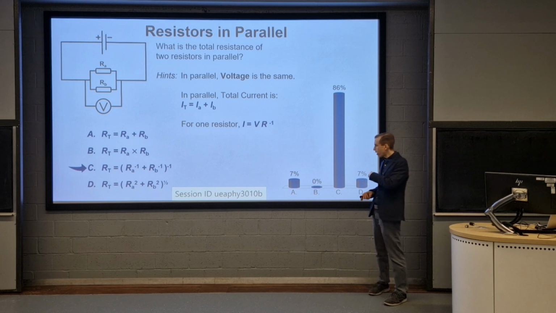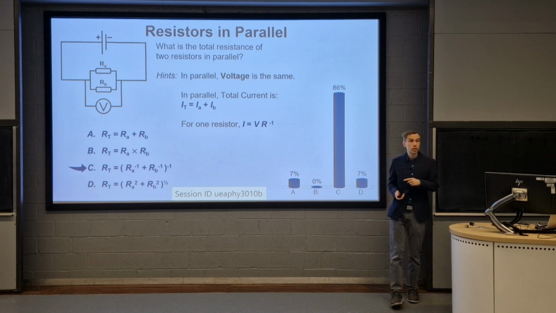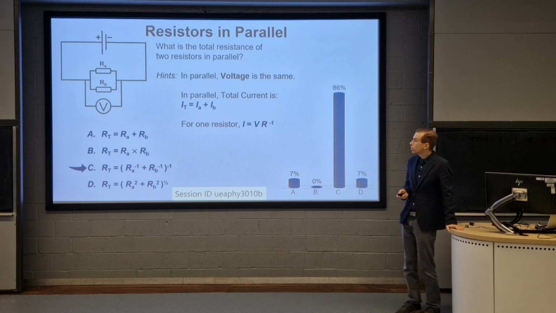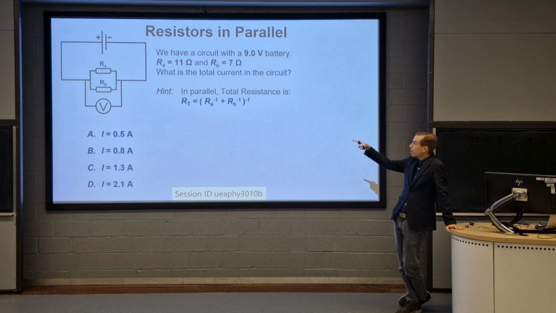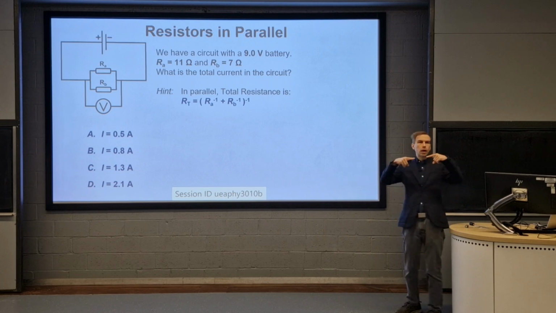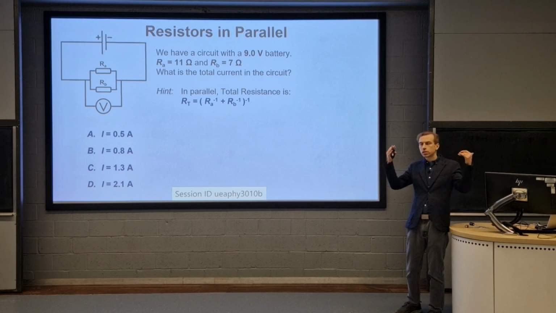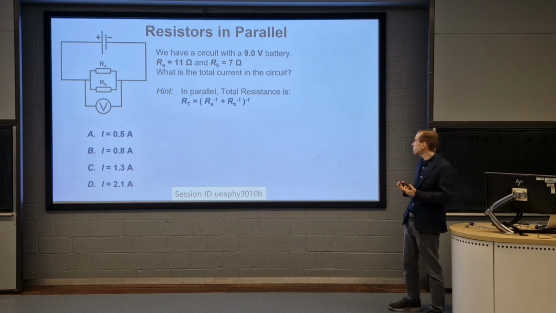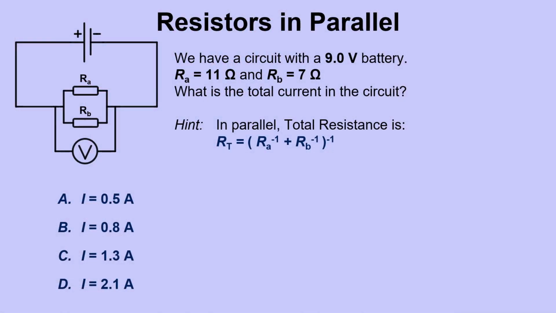So let's try a numerical example with this one, okay? Previously we had our 11 ohm resistor and our 7 ohm resistor, and if you just combine them in series, that's just going to be an 18 ohm resistor. It gets a bit more interesting if we think about combining them in parallel. So let's see what we get for these two resistors when we combine them in parallel. What's going to be the total resistance?